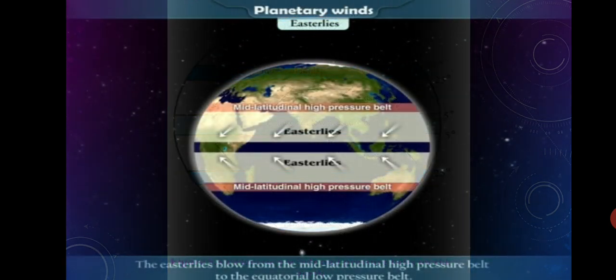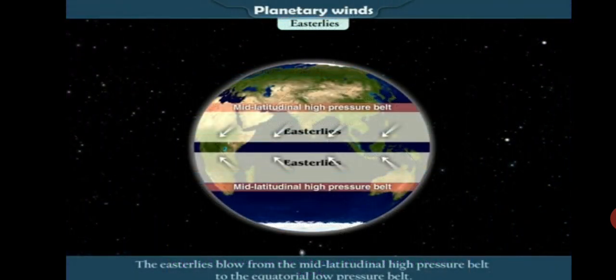In the northern hemisphere, they blow from the northeast. You can see the direction from northeast to the southwest. That means they blow from northeast. They originate from east. That's why the easterlies, to the southwest. Whereas in southern hemisphere, they blow from the southeast. Again, they originate from east only in the southern hemisphere. So southeast to northwest. These winds coming from both the sides converged near the equatorial low pressure belt. That is the equatorial calm belt.